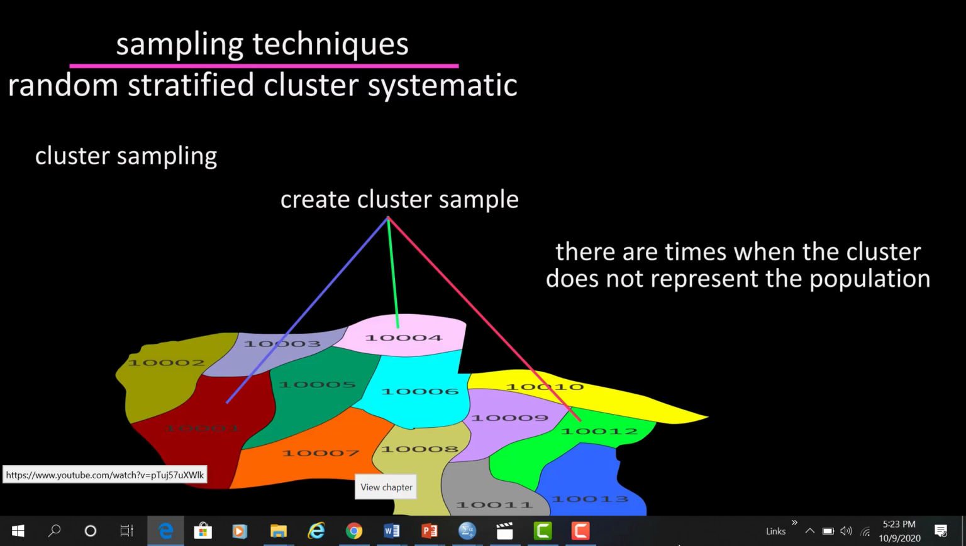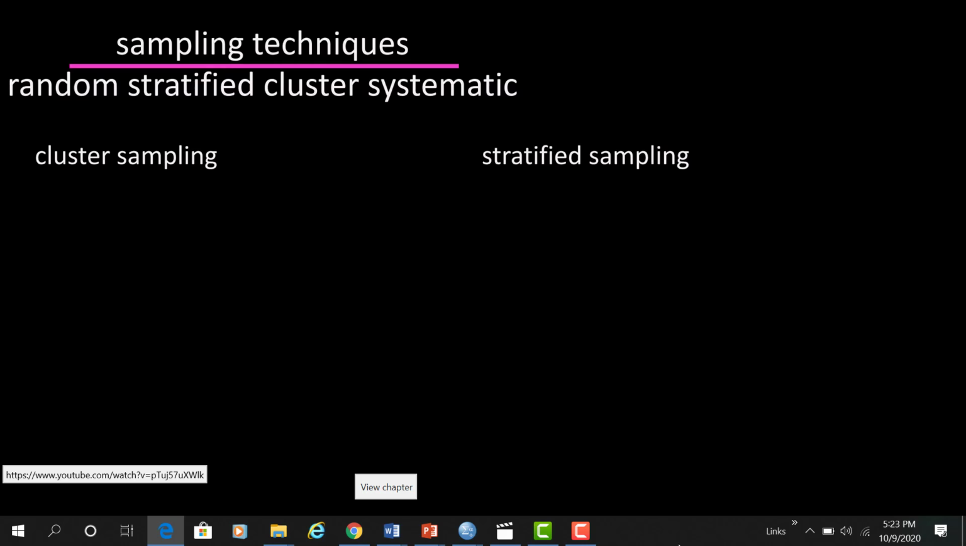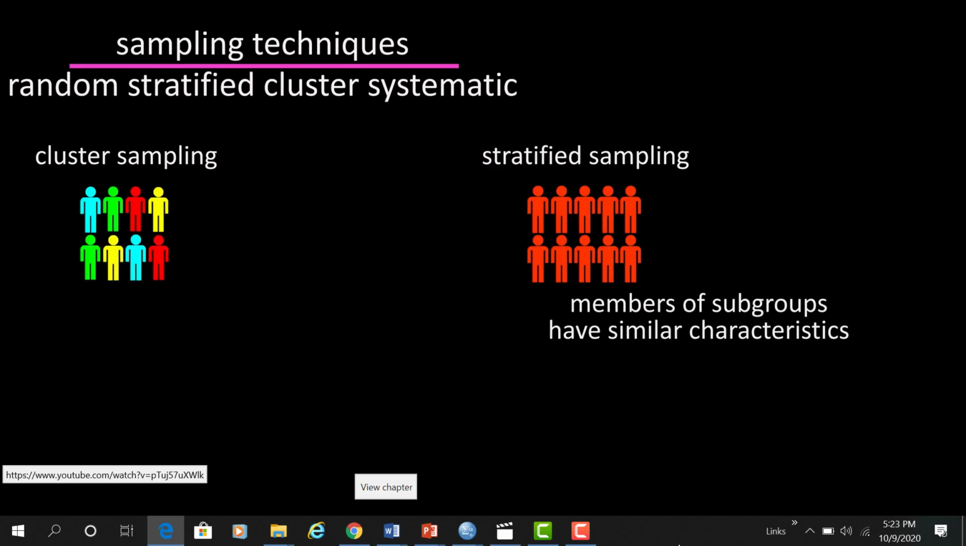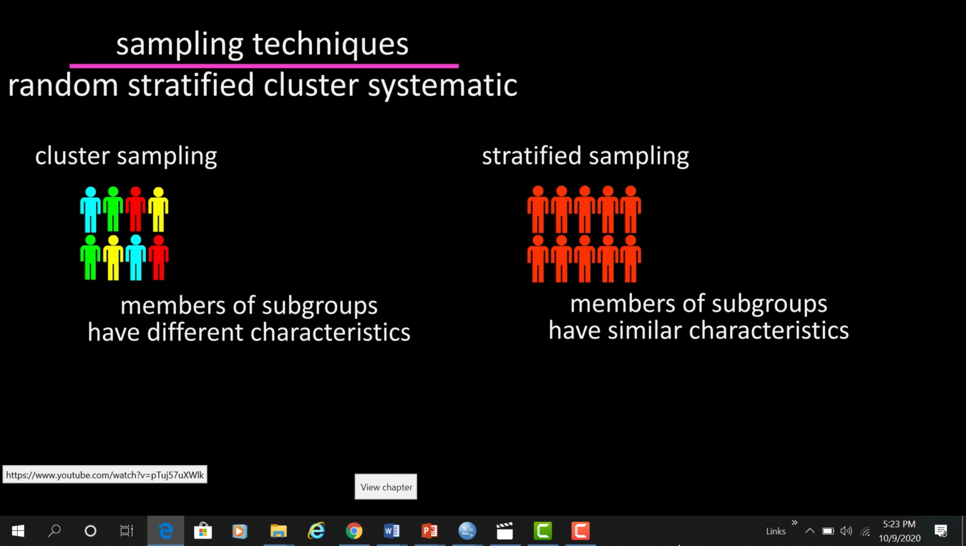However, there are times when the cluster does not represent the population. A little note, the main difference between cluster sampling and stratified sampling is that subgroups in the stratified sample have similar characteristics, and the subgroups or clusters in the cluster sample are intended to vary in characteristics.